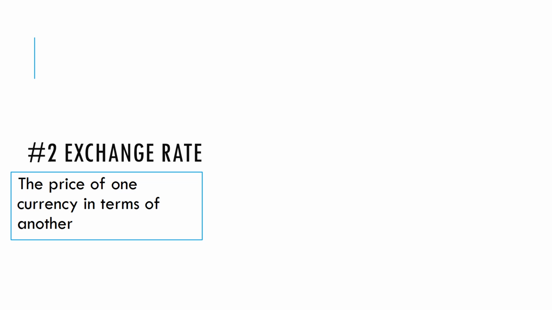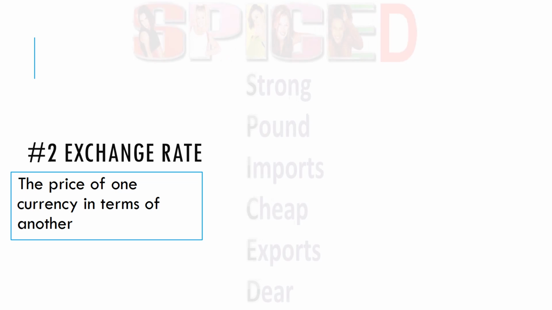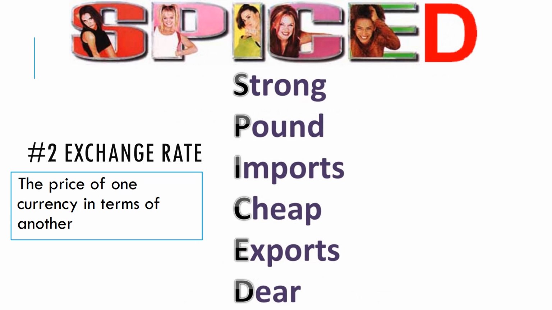Okay, number 2 is the exchange rate. And a quick reminder, the exchange rate is the price of one currency in terms of another. Again, our acronym to try and remember the impact would be along the lines of SPICED. Strong pound makes imports cheap, exports dear. And obviously that would apply to any currency, not just the pound.